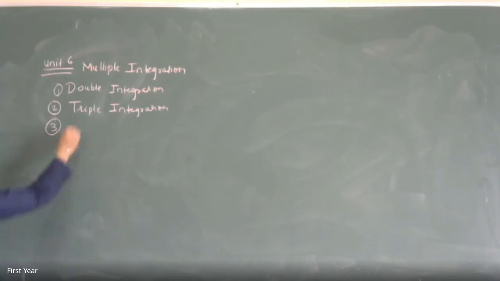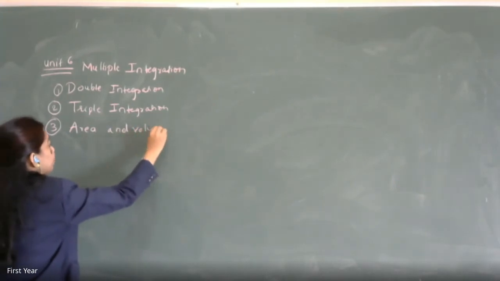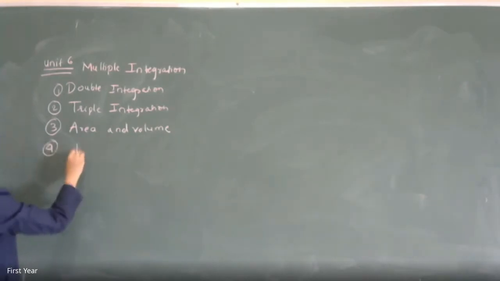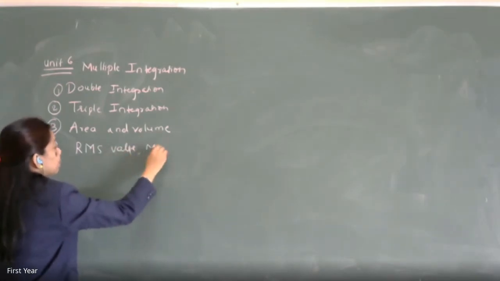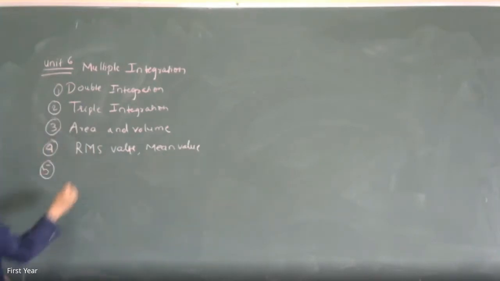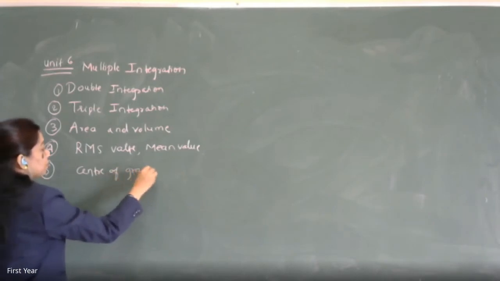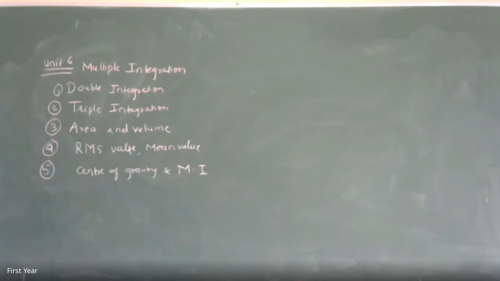Then we have area and volume. That's the first application of double and triple integration. Second is RMS values and mean value. And then we have center of gravity and moment of inertia, CG and MI, that's the last application that we are going to see. RMS and mean value, second application. Area and volume, first application.